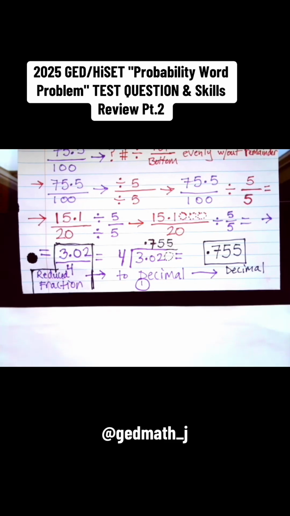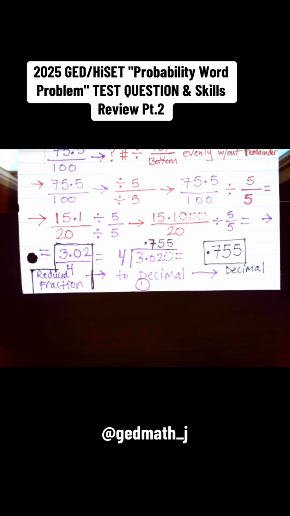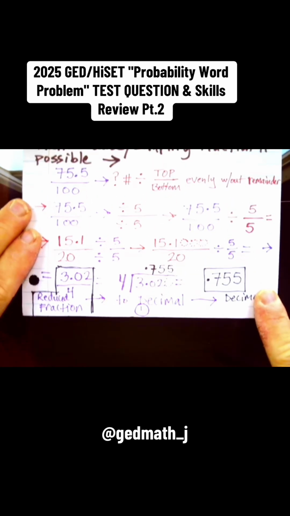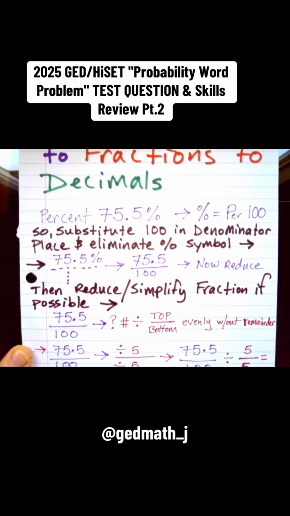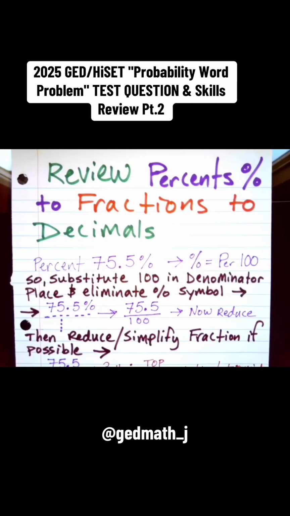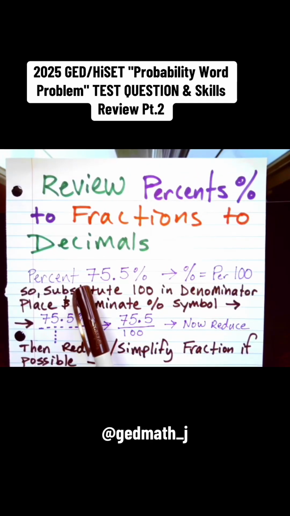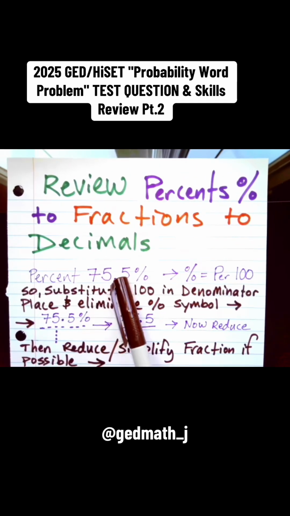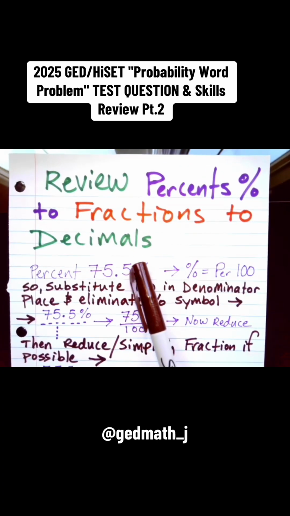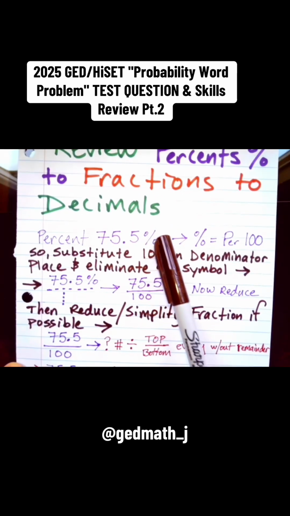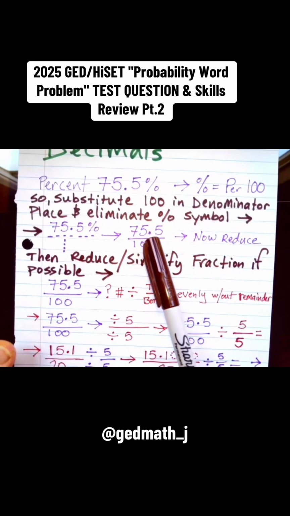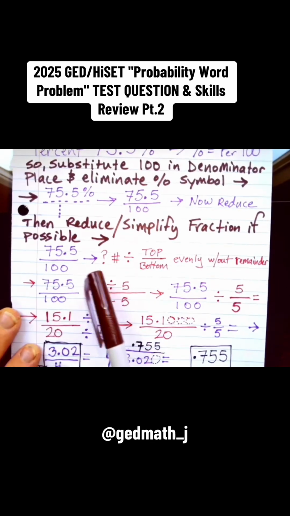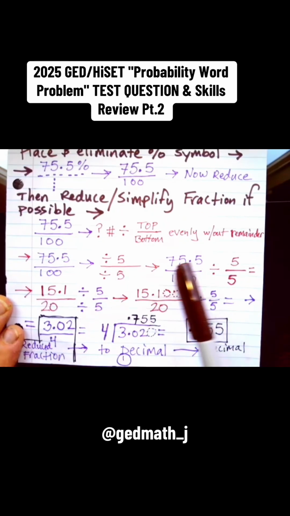0.755. So to show you here before we end this part 2 video, I'd like to start up at the top again to show you what we have done fairly quickly. So I took this percent, 75.5%. I crossed off that percentage symbol. I put 100 in the denominator. You can see that here. I then reduced that fraction by dividing a number equally in the top and bottom.